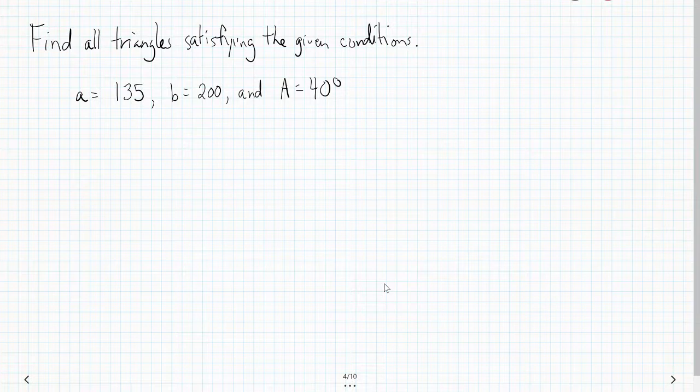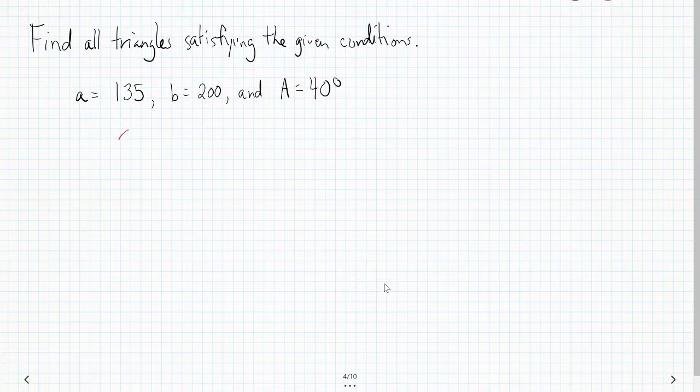Okay, so this one's actually really special in terms of the triangle, what's going on here. So we want to find all triangles satisfying the given conditions. So we have a equals 135, b equals 200, and capital A, so the angle A, is about 40 degrees. So you have a couple things going on here, depending upon how this thing's listed out.